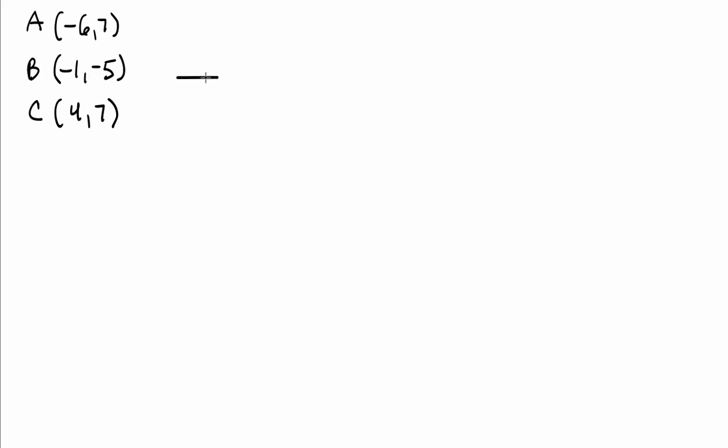Now, one thing you could always do, just to get a sense of what's going on, is make a quick sketch of the three points in the triangle. It doesn't have to be very accurate or precise. So -6, 7 would be somewhere over here, point A. -1, -5 would be in the third quadrant, down here, point B. And point C, 4, 7, would be somewhere over here.